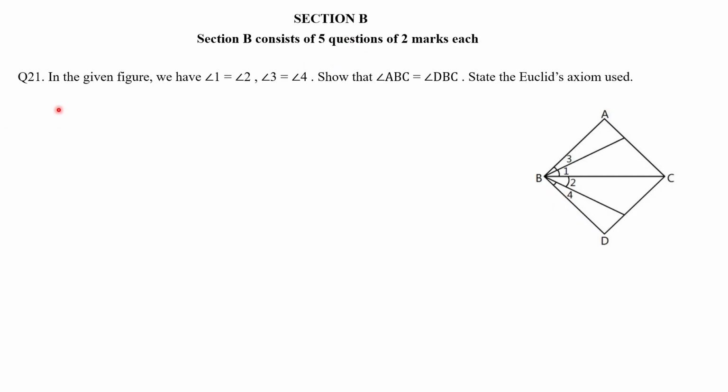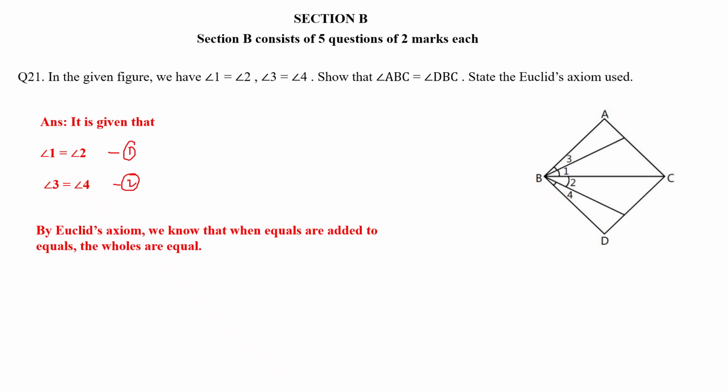So question number 21 says that in the given figure, we have angle 1 equal to angle 2 and angle 3 equal to angle 4. Show that angle ABC equal to angle DBC, and we have to state the Euclid's axiom which we have used. So first of all, it is given that angle 1 equal to angle 2 and angle 3 equal to angle 4. I'm going to name it as 1 and 2. And Euclid's axiom says that when equals are added to equals, the wholes are also equal, isn't it?